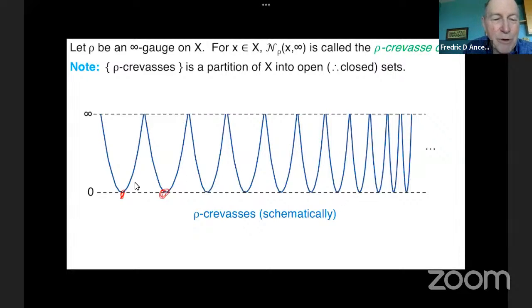It could be an uncountable collection of points which are all distance infinity from each other, and you're looking at their epsilon neighborhoods or their infinity neighborhoods. So if a space has one of these infinity gauges on it, you can ask what the infinity neighborhoods of different points are, and it will divide the space up into a bunch of open sets. And this is just a schematic picture of all that. I wouldn't worry too much about the picture. It's just a way of visualizing things.